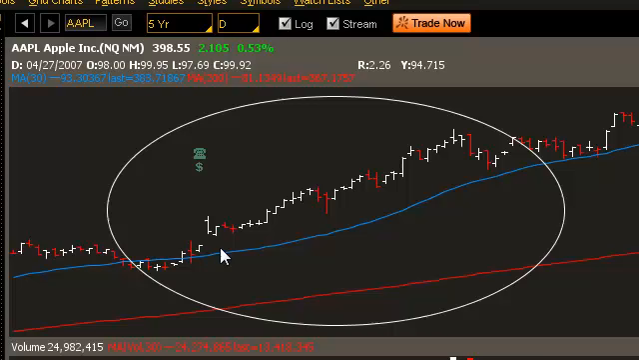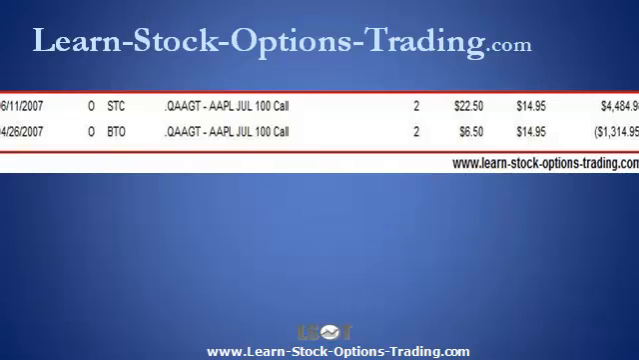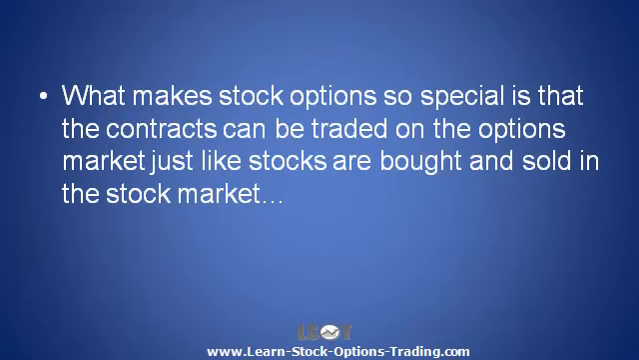All right. So this call option gave me the right to buy Apple at this lower price, even though Apple started trading up higher. And so that contract gave me the right to buy something for cheaper than it was actually selling. And so that makes the contract more valuable. Now, what makes stock options so special is that these contracts can be traded on the options market, just like stocks are bought and sold in the stock market.